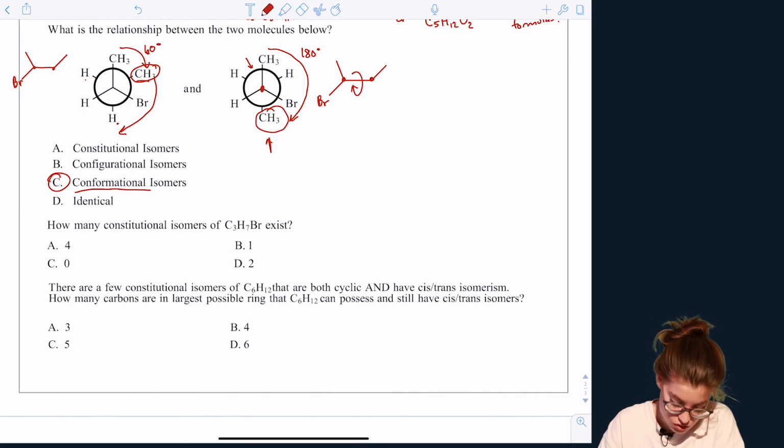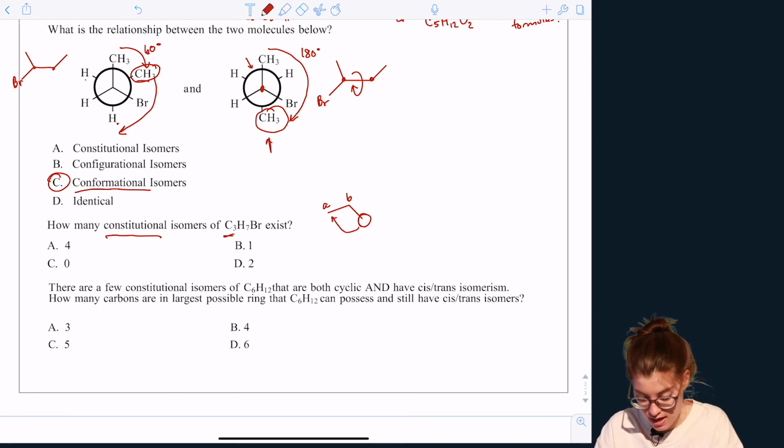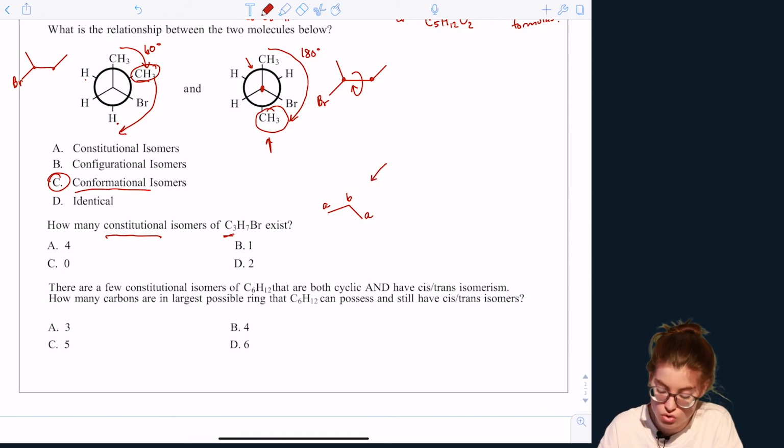Whew, okay, so constitutional isomers mean that they have different connectivity. We've got only 3 carbons, so there's only so many things we could probably do. And then we have 1 bromine. So if this is carbon A, this is carbon B, and this carbon is exactly the same as A, so we will call it carbon A. That means that there's only 2 different types of carbons here, A and carbon B, which means the bromine can either be on carbon A or it can be on carbon B. So I only have 2 possibilities for different connectivity.